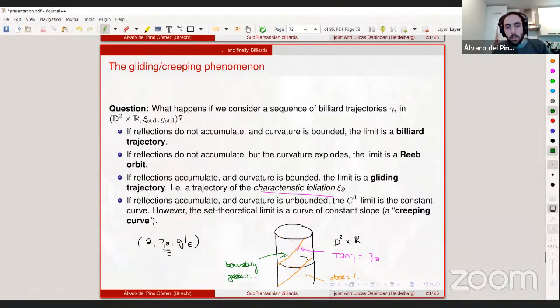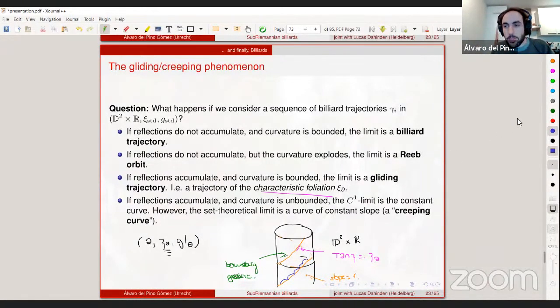So what is the punchline? If reflections do accumulate, but the curvature is bounded, then your limit will be a boundary geodesic. So yeah, one of these leaves. And the picture roughly looks like this. You just kind of get reflections that are getting a smaller angle. They get more tangent and they follow this orange thing.